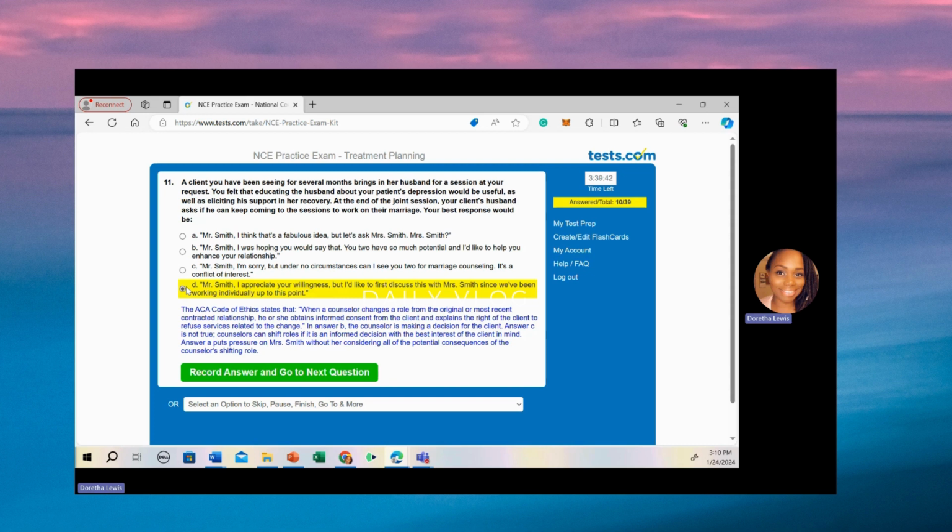In answer B, the counselor is making a decision for the client. Answer C is not true. Counselors can shift roles if informed consent decisions are made with the best interest of the client in mind. Answer A puts pressure on Mrs. Smith without her considering all the potential consequences of the counselor shifting the role.